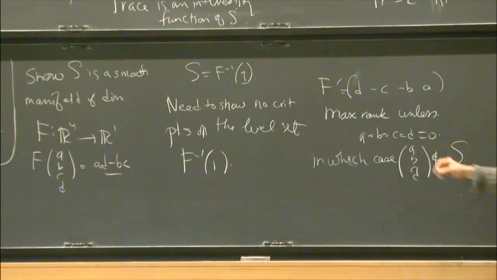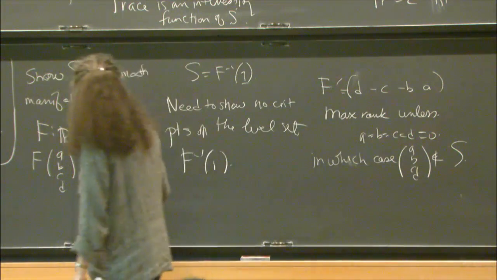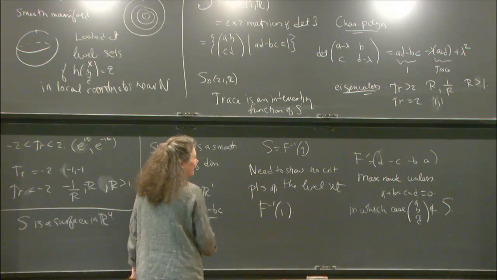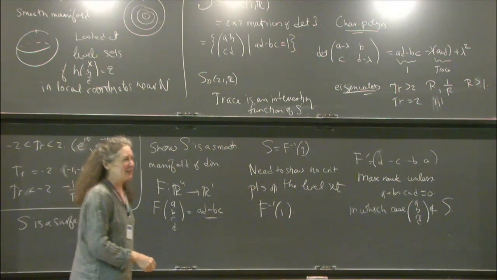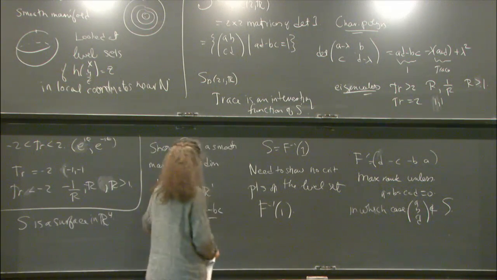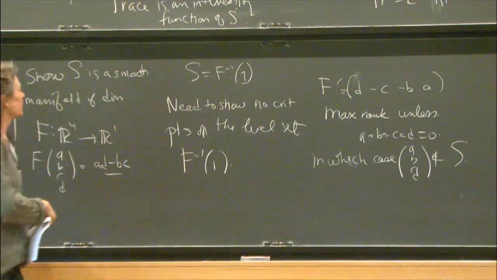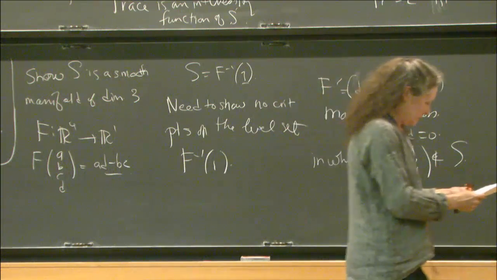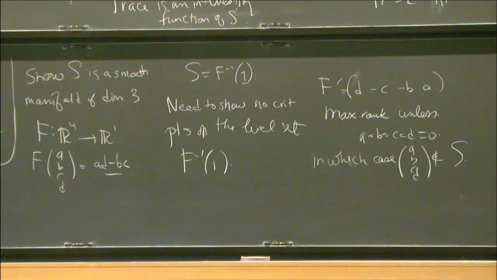Okay, so this computation shows that this is a smooth manifold of dimension... I didn't say the dimension. What's the dimension? 3. We start off with 4 variables, and we have 1 independent equation, so it turns out to be dimension 3. So we showed that 1 is a regular value.